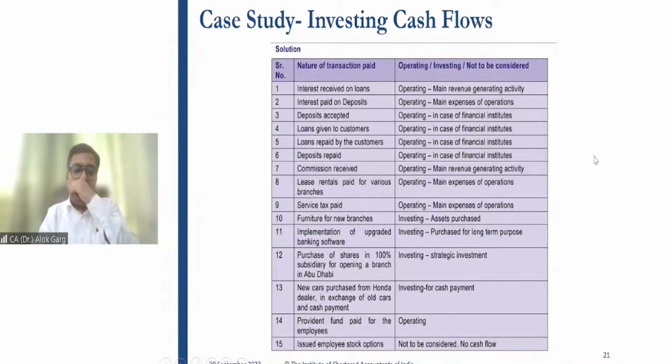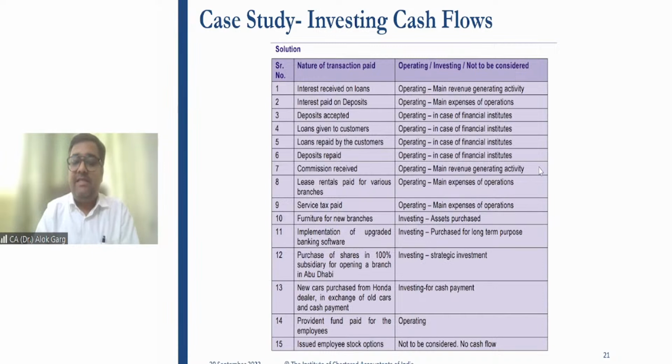So friends, this is the solution for this, right? As I told you, from number 1 to 9, it is an operating activity. Numbers 10 to 13 were investing, 14 was operating, and 15 is no cash. Do let me know if you have any question so far. We have discussed the investing also. Do let me know if you have any questions.